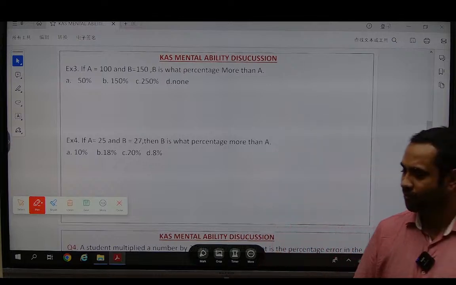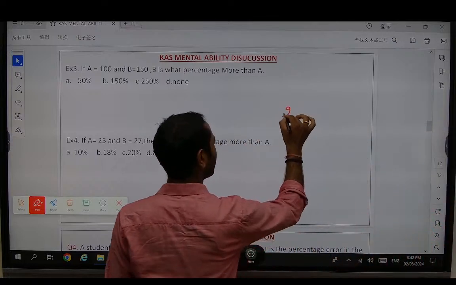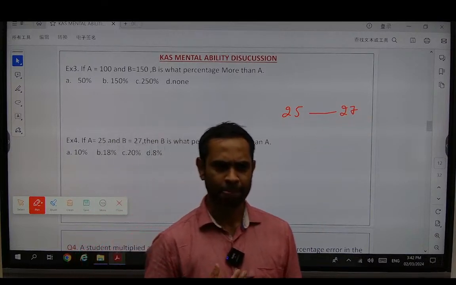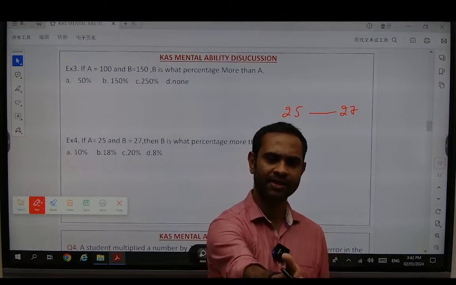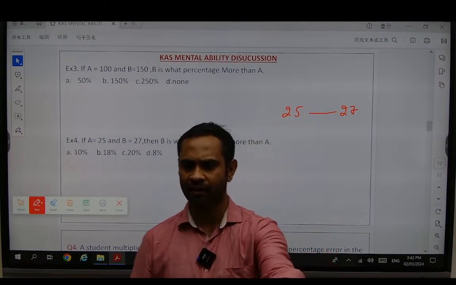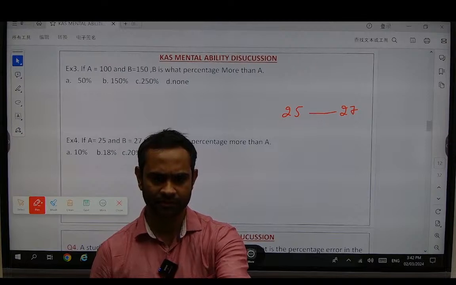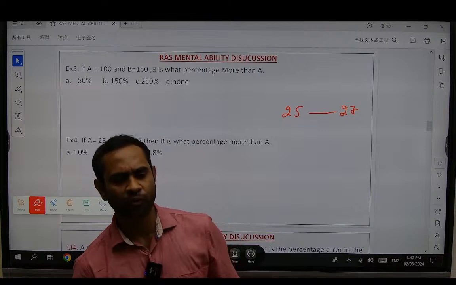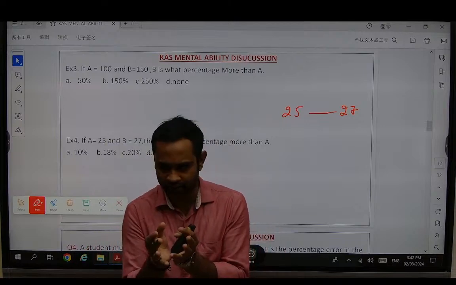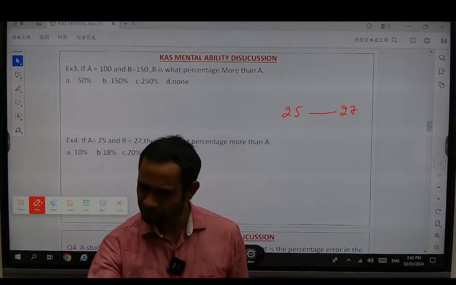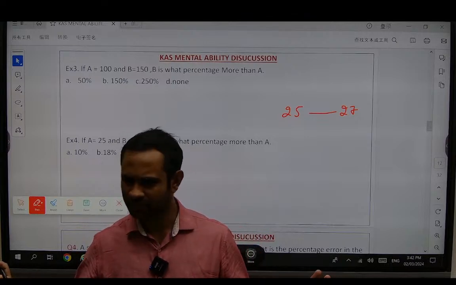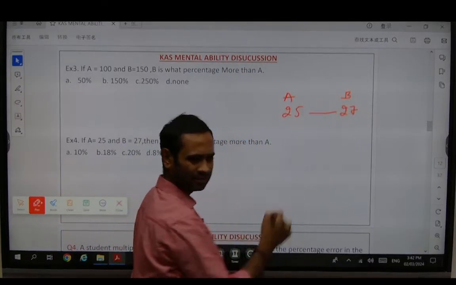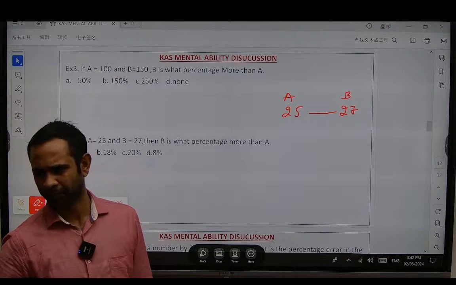Okay, fine. Now, another way we will try to see. If I have 100 rupees and C has 108 rupees, how much extra C has in terms of percentage? In terms of percentage, not in terms of rupees. So what happens basically is, when your base is 100, then the amount and the percentage are both equal. So 25 is A and 27 is B. They are asking B is how much percentage more than A.